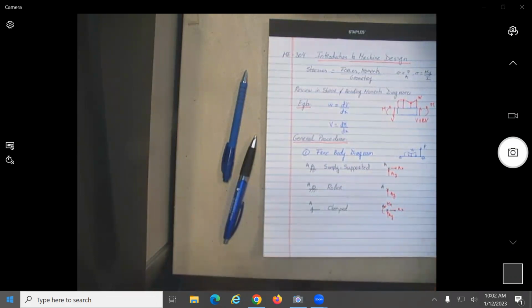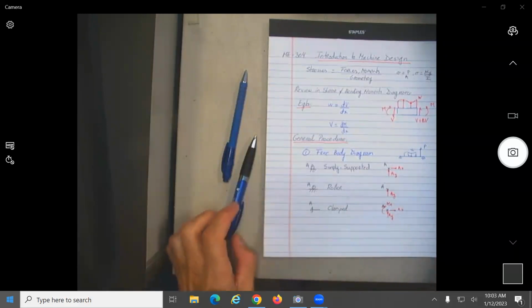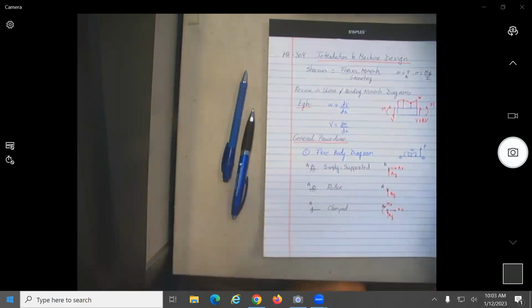Clamp, if you have something clamped but you try to move it, what's going to happen? It's going to resist moment, no? But also X and Y, no? So it's not really to memorize, it's basic understanding.